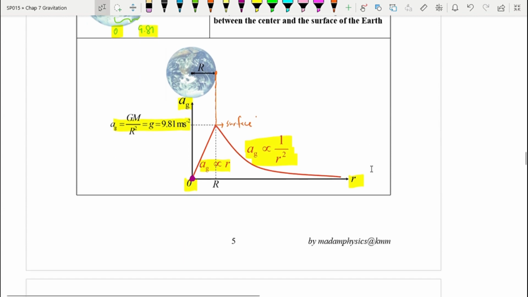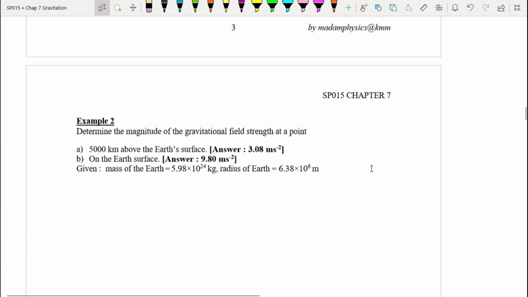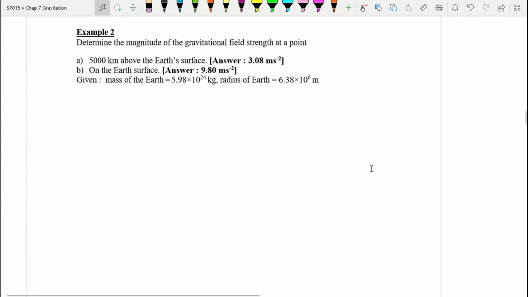Okay, so baru kita akan tengok example 2. Okay, now kita dah tahu relation, variation of AG, apa formula AG yang sesuai kita gunakan, baru kita nak apply dalam example 2. So, determine the magnitude of the gravitational field strength at a point 5,000 km above the Earth's surface. So, dia nak tahu berapa strength of gravity 5,000 km above the Earth's surface.